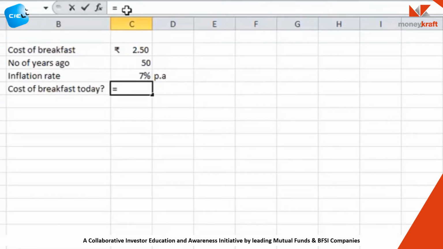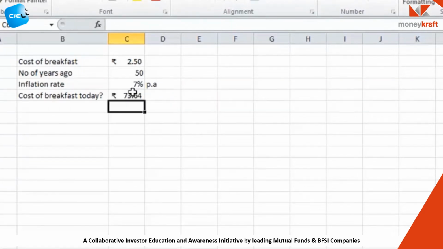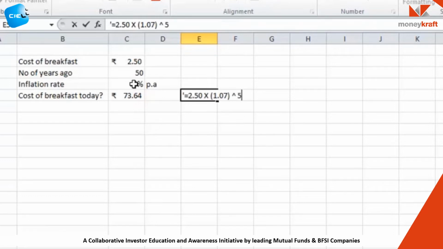Let's type in the formula to compound the value of 2 rupees 50 paise. The result is 73 rupees 64 paise. We have compounded 2 rupees 50 paise by the rate 7% over 50 years to get 73 rupees 64 paise.